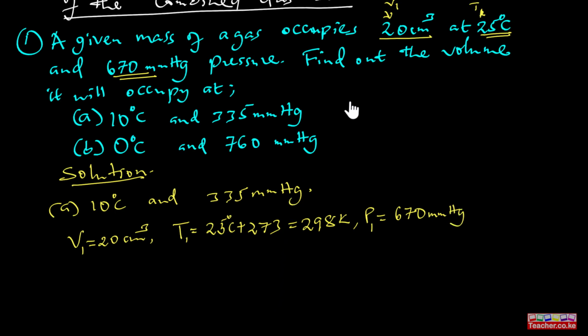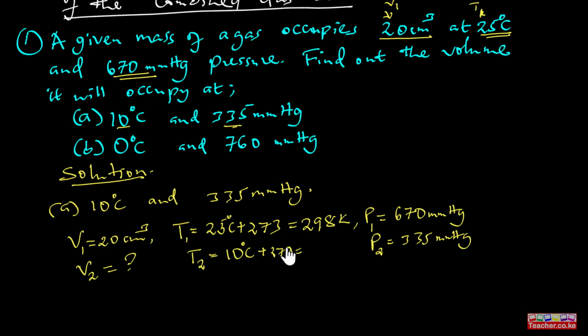Now we are told the 10 degrees and 335 millimeters of mercury. If you can check, this is T1 and this is T2 and this is P2. So we are searching for V2. So we can have V2 equals whatever we don't know. Let's write it somewhere there. And then T2 is 10 degrees Celsius. Converting it to the Kelvin scale, we add 273 to give us 283 Kelvin. And then P2 is 335 millimeters of mercury.